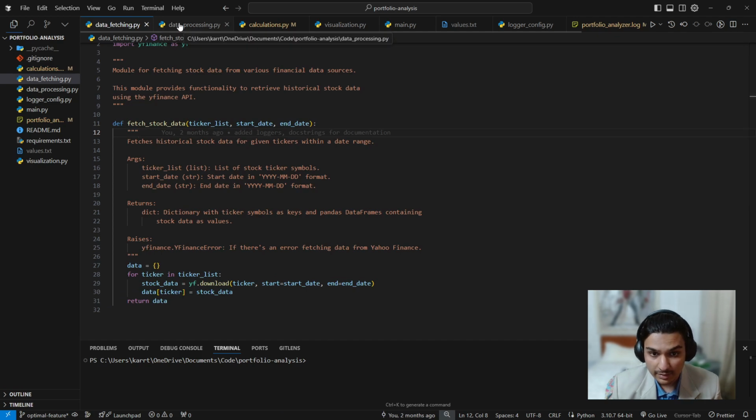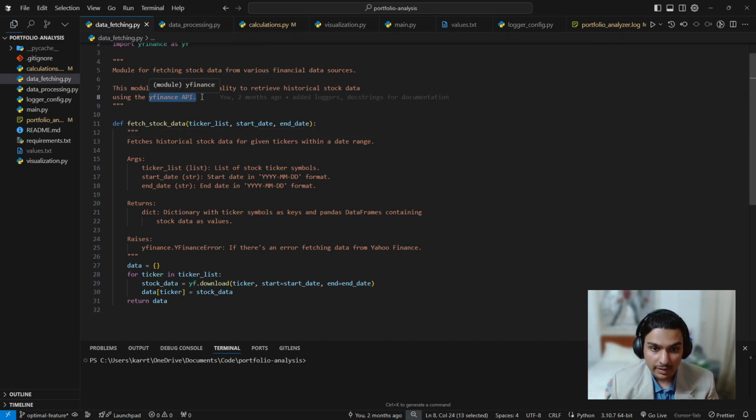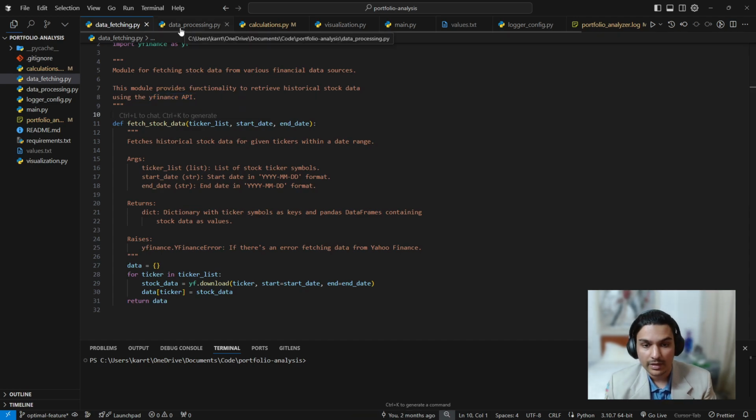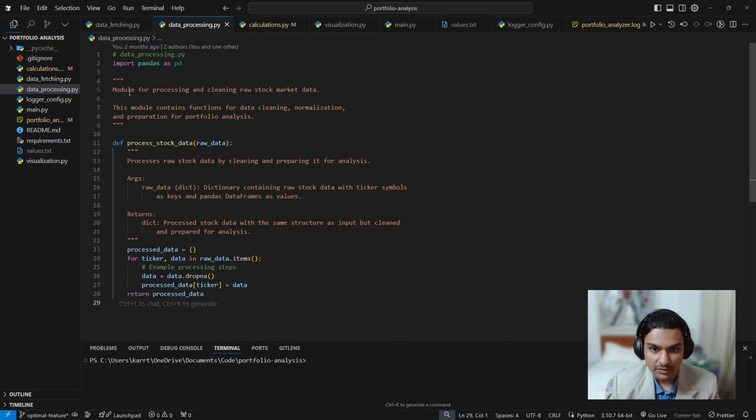Cursor helped me find the correct library, the Y Finance library I talked about. It also helped me with API errors and missing data. Now with this fetched raw data, the next step is to clean and process it.